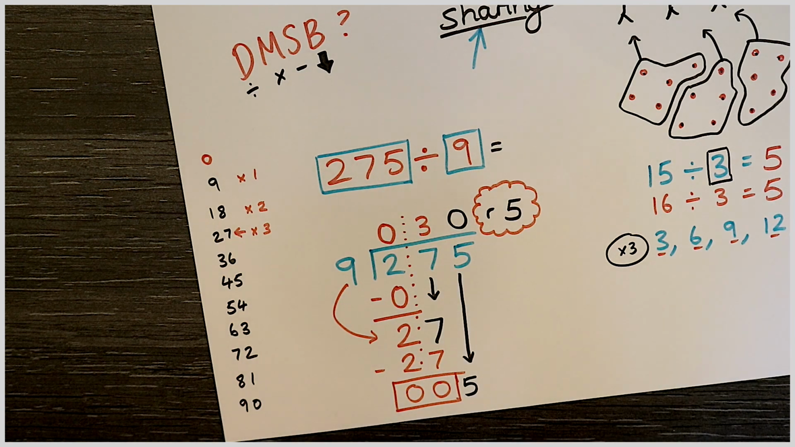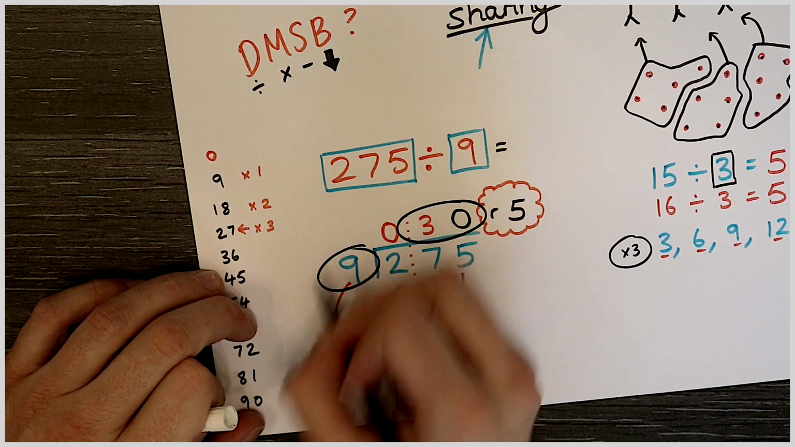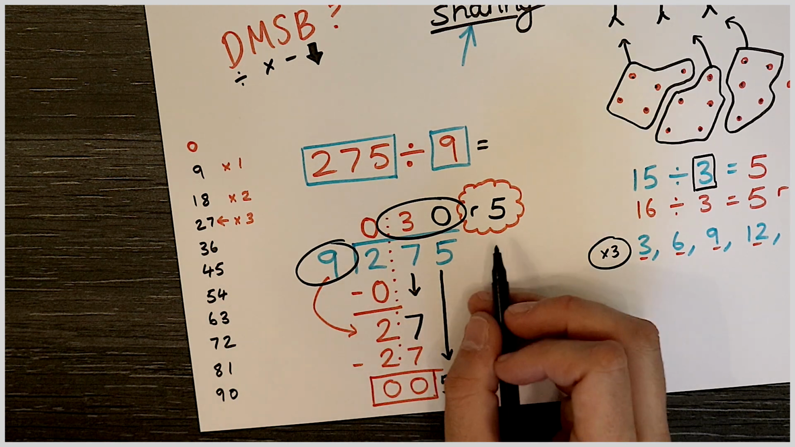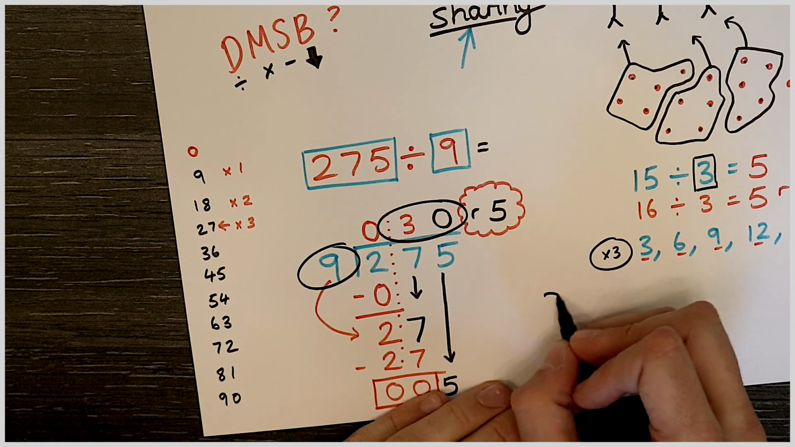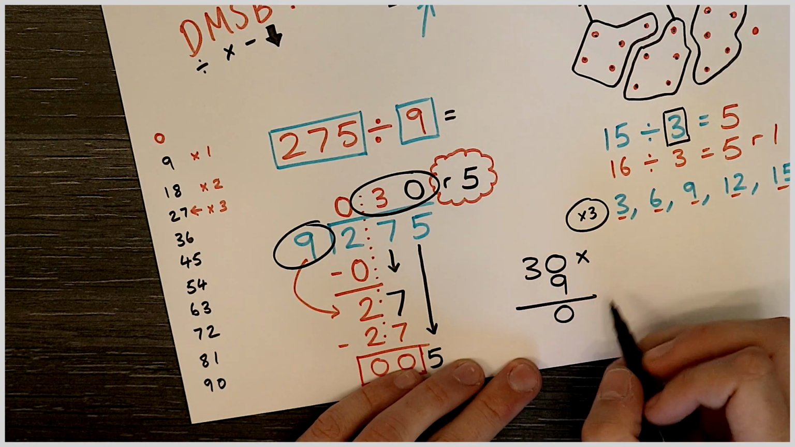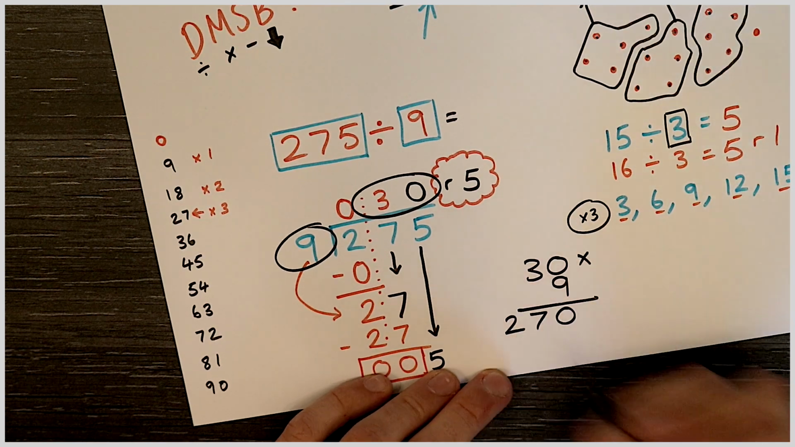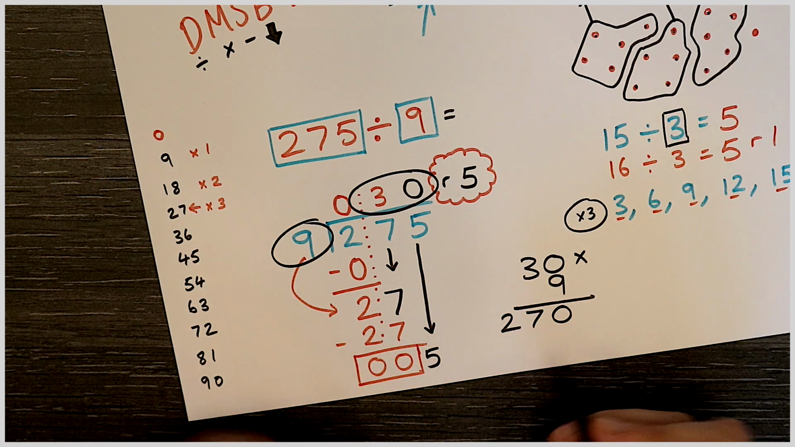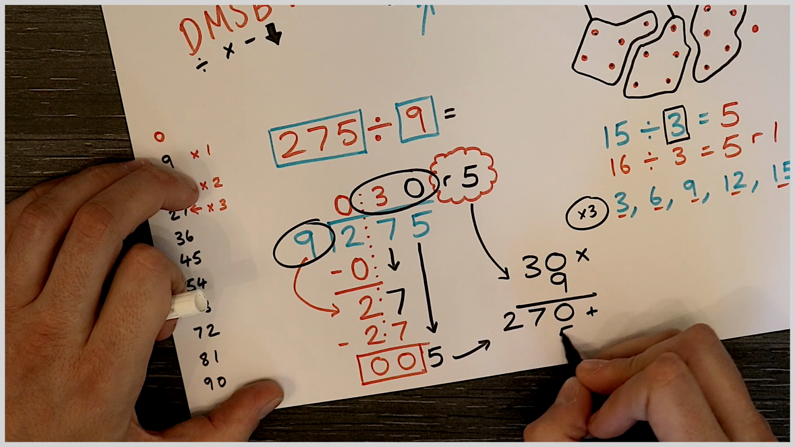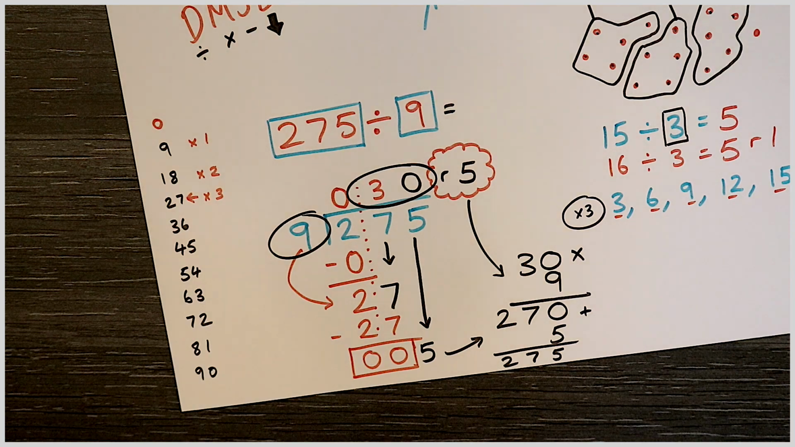Okay, let's just check it using some multiplication. So if we use the inverse, 30 times 9 should be 275, but with 5 missing. Let's just check it. 30 times 9. So 0 times 9 is 0. 3 times 9, 27. Aha! It's 270. But if we add the extra 5, well, there it is, that we missed, let's just add it on there, and we get 275. So that's the first thing you can do with division.